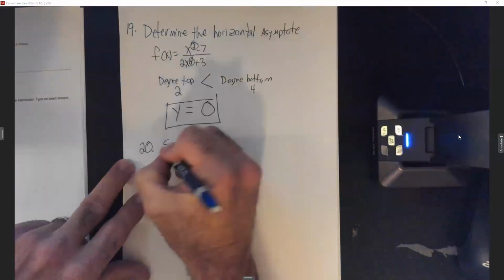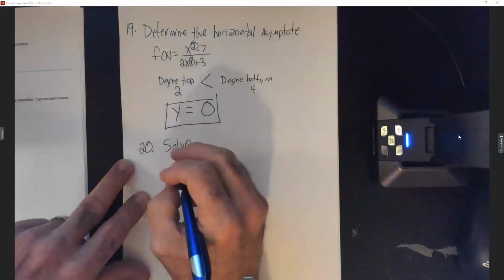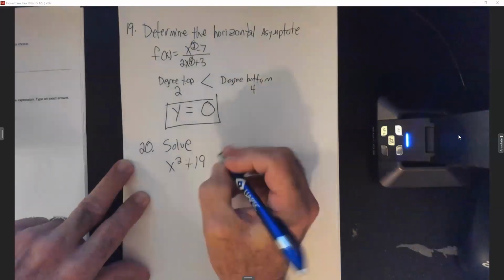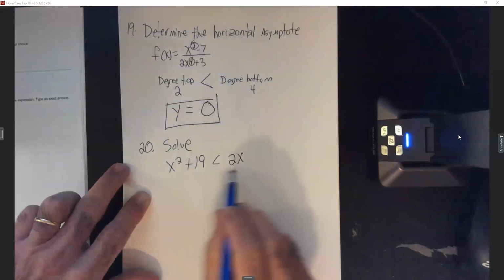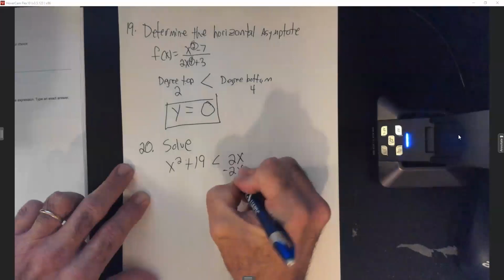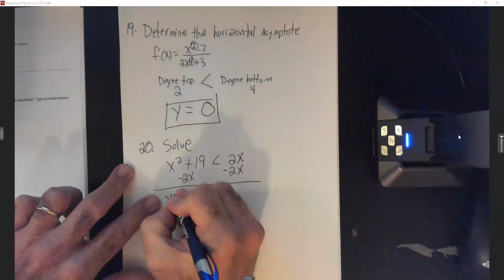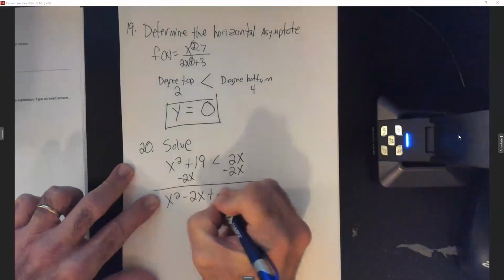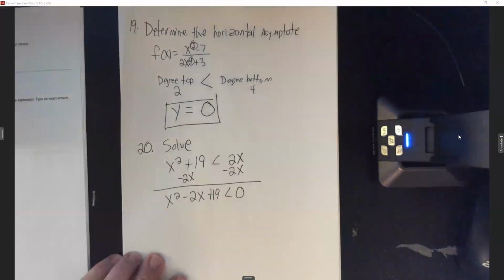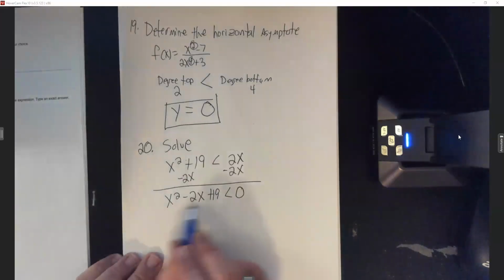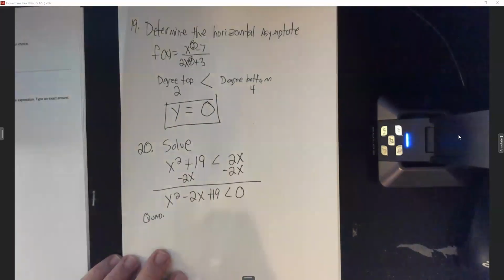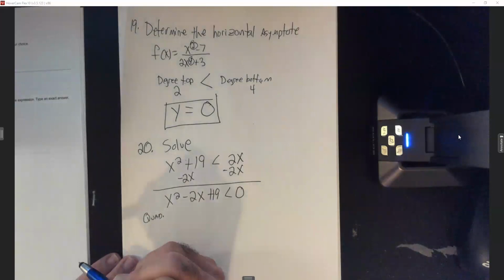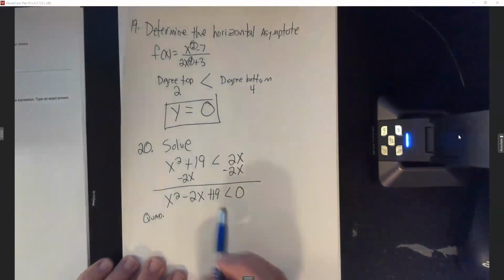All right, 20, solve. x squared plus 19 is less than 2x. So to solve this, I needed to get everything on one side equal to 0. So x squared minus 2x plus 19 is less than 0. Then I would either factor this or hit it with the quad. Now realize with the quad, if you get radical answers or imaginary answers, then this is a no solution. If you cannot factor it, it's a no solution.